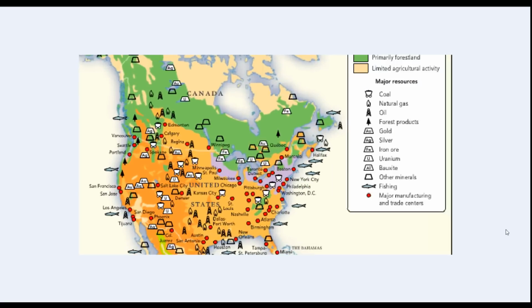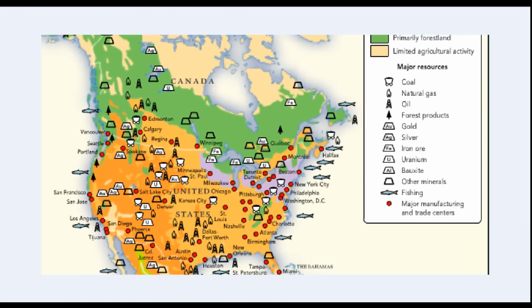Now here we have just a general resource map of the United States, sort of where things come from. I apologize, the quality is a little bit low, but I couldn't find the original image. Now we're looking at coal, natural gas, oil, forest, gold, silver, iron, uranium, bauxite, other minerals, fishing, and major manufacturing and trade centers. And you can see exactly where different materials are coming from. And this is the important thing about realigning borders. You cannot neuter yourself economically.